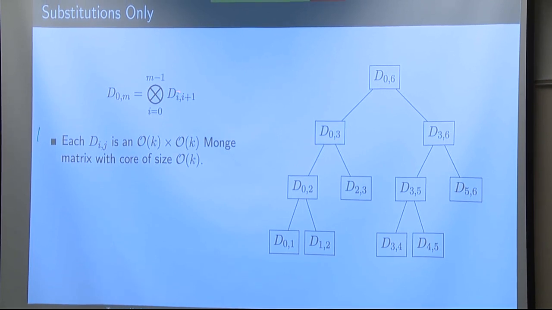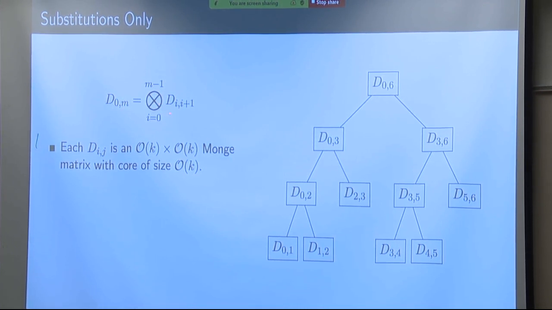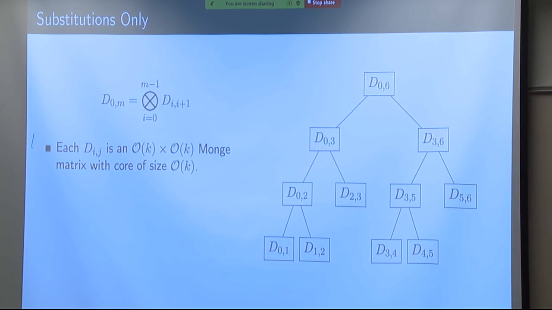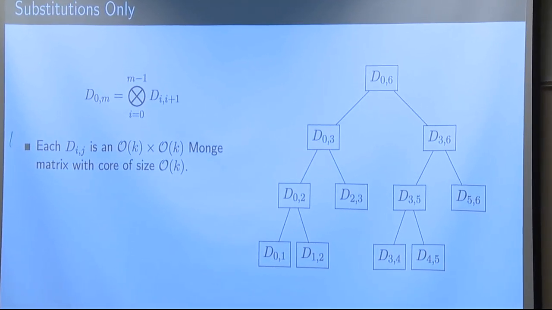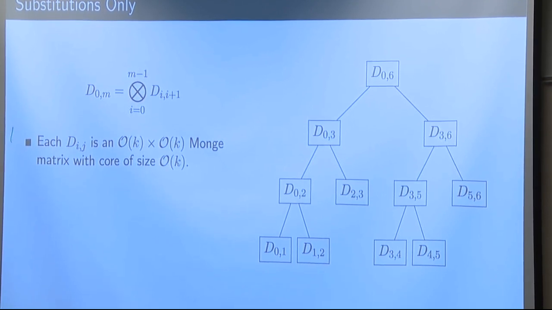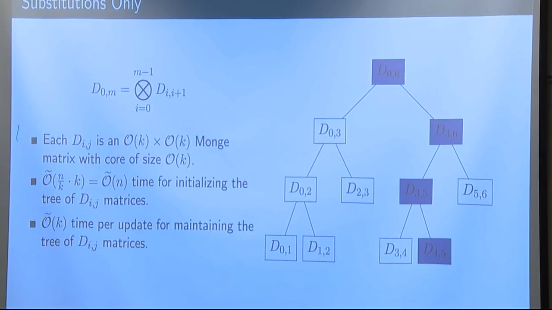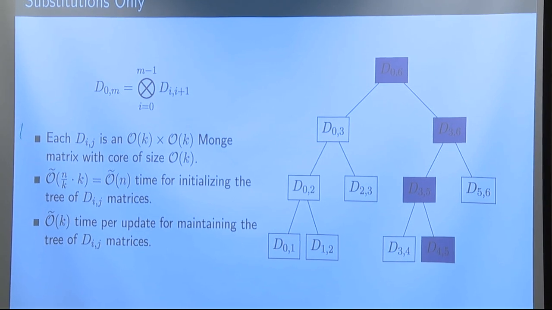And in general, we have that the distance from the start point to the end point is just the min-plus product of the intermediate matrices. Each of these matrices is again a Monge matrix with a small core, even though it's not really a boundary matrix, but still it satisfies all the properties necessary. So two neighboring entries can differ only by 1, both in terms of rows and in terms of columns, and this is a Monge matrix. So from this we can derive that the size of the core is linear in the dimension of these matrices. For initializing this tree, we just pay near-linear time. And whenever some leaf updates, we need to update everything on the path from the root to the leaf.